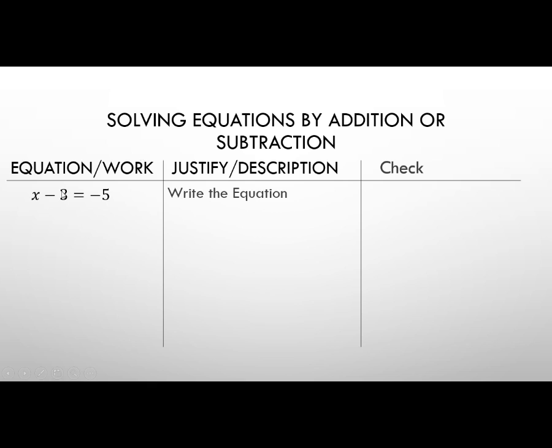The way we're going to get rid of this minus 3 is by using an inverse. An inverse is just going to be the opposite operation. Because this was minus 3, we'll do the opposite of that, which is plus 3.